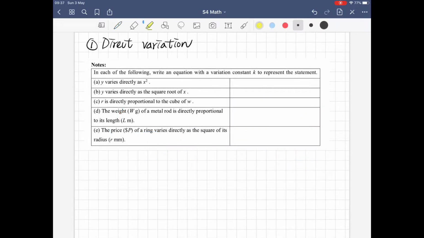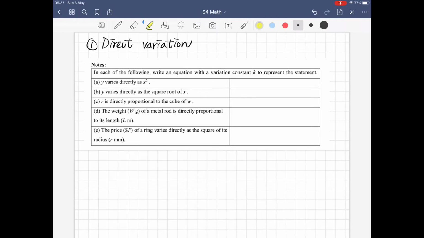Then, let's go through the variations one by one. The first one is direct variation. First, we have to identify the keywords representing direct variation. So please help me to take out your highlighter. For A to E, please highlight the keywords representing direct variation.